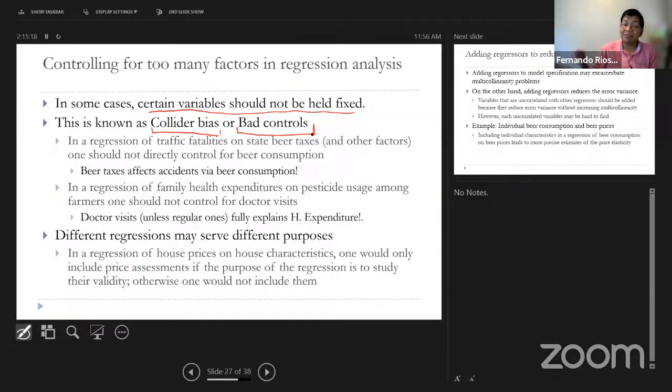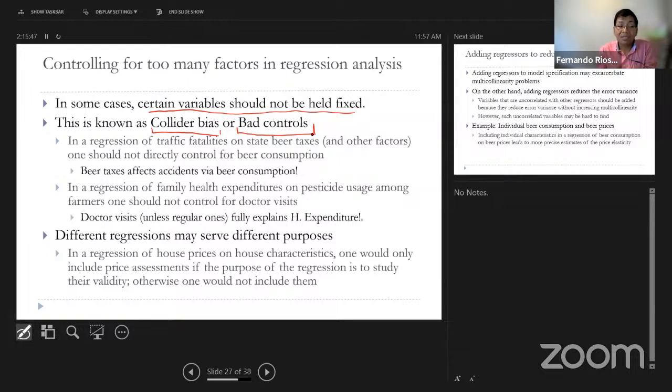So your treatment is a state beer tax. The channel that is affecting fatalities is consumption. And if you include consumption as your control variable, nothing will come up as part of your state or as part of your taxes. So state consumption of beer in this case is either a collider bias because it's affected by your treatment, or it's a bad control because it's affected by the treatment, and that's the reason why fatalities occur.